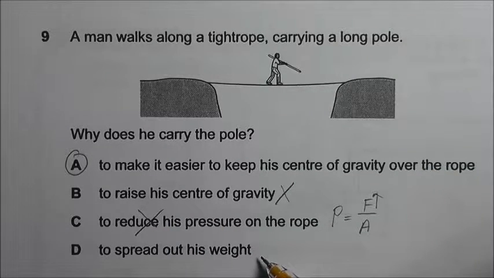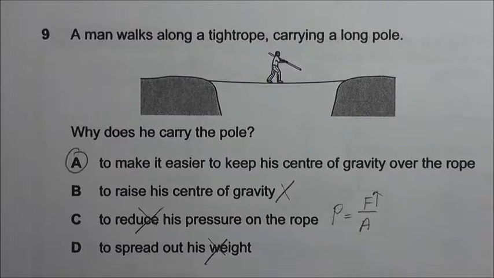And carrying the pole does not spread out his weight. His weight should still act at the center of his body, which is the center of gravity, so it does not spread out. This is wrong as well. So the answer is A.